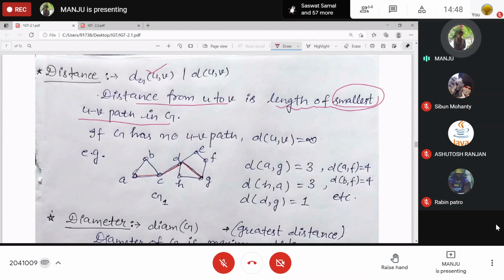A to D, 2. A to F, 4. There may be more than one smallest path, right? So that is A to C, then C to D, D to E, then this one. Or directly you can go from here to here and then this one. Both are smallest paths, and both give you the same distance. So A to F is the same as F to A. The distance between A and F is again 4. What about B and F? B and Z?